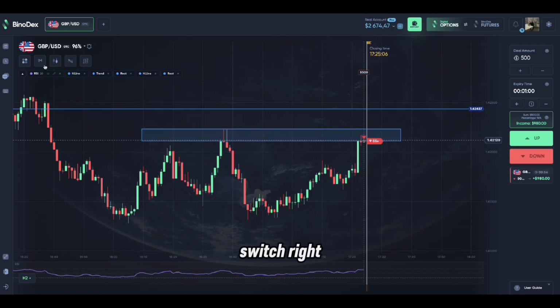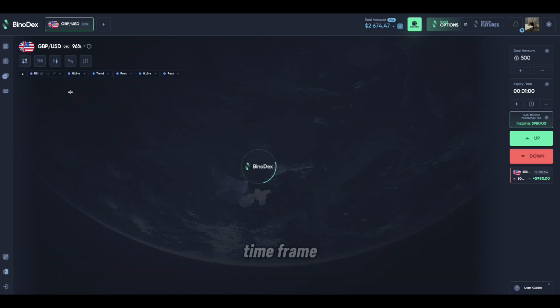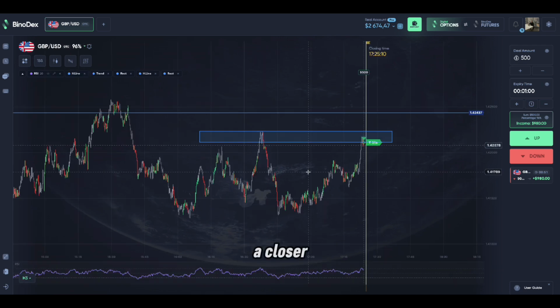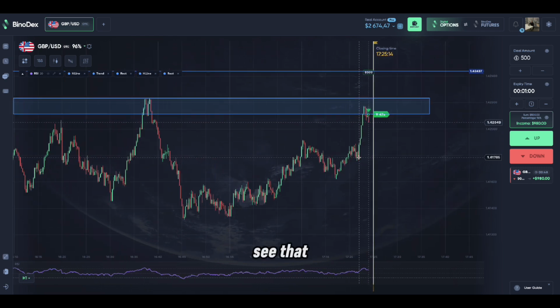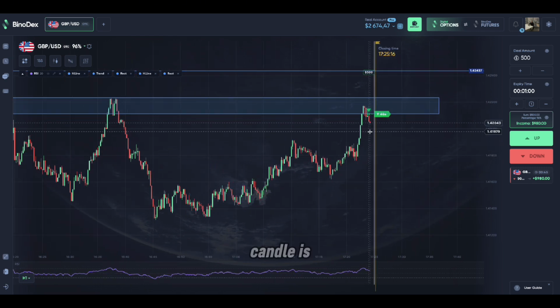So let's switch right over to the 15-second chart time frame and take a closer look at what is happening with this trade. But I can already see that a very good and clear downward candle is forming right here. Alright, and there are about 40 seconds left until this trade closes. And I think we shouldn't have any problems with this trade.